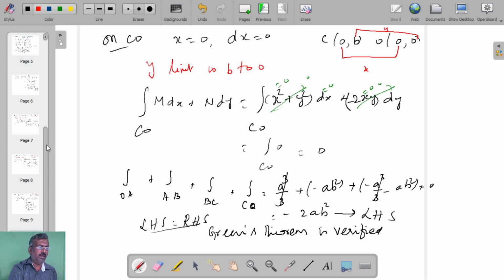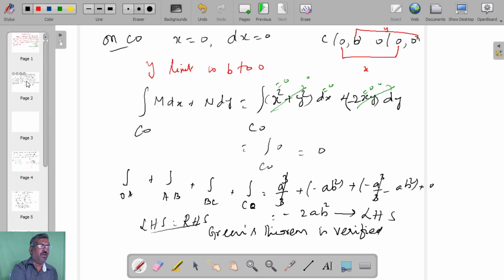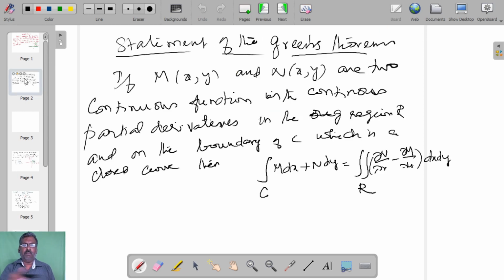Now see again the conclusion for this. First see this one. M and N are two continuous functions with continuous partial derivatives. Then the integral of M dx plus N dy equals the double integral of dou N by dou x minus dou M by dou y dx dy. The right side is the region only. Region means we have only one side, so that's why we take the integral for the right side first. The left side is along the curve C.